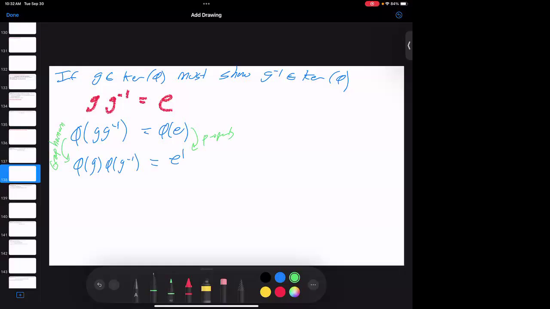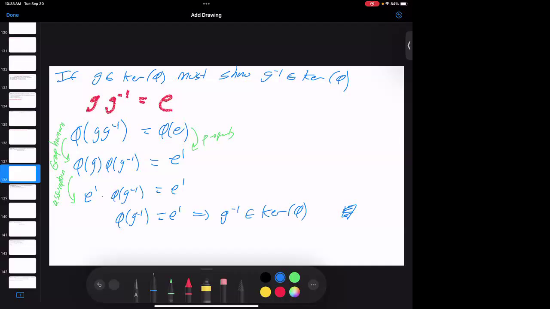So what do we know about phi of G? What's true about phi of G? It's the identity. Which identity? E prime. So you get E prime times phi of G inverse equals E prime. Well, what's E prime times anything? Itself. So therefore, we get phi of G inverse is E prime. Therefore, G inverse is in the kernel of phi.